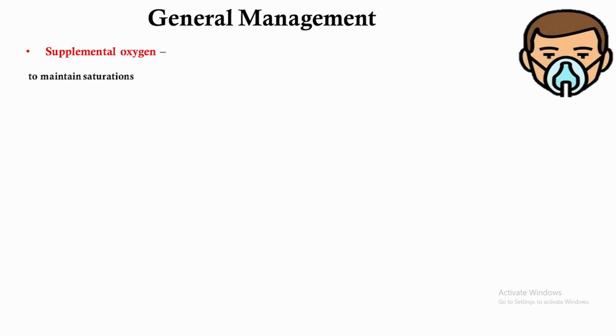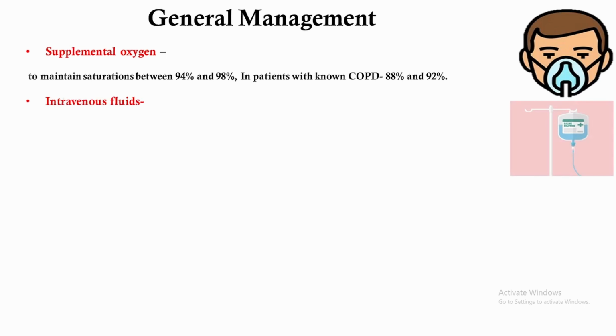Supplemental oxygen should be administered to maintain saturations between 94% and 98%, provided the patient is not at risk of carbon dioxide retention due to loss of hypoxic drive in COPD. In patients with known COPD, oxygen saturations should be maintained between 88% and 92%. Dehydration is common with less fluid and food intake. Intravenous fluids are required in hypotensive patients showing any evidence of volume depletion and hypotension.